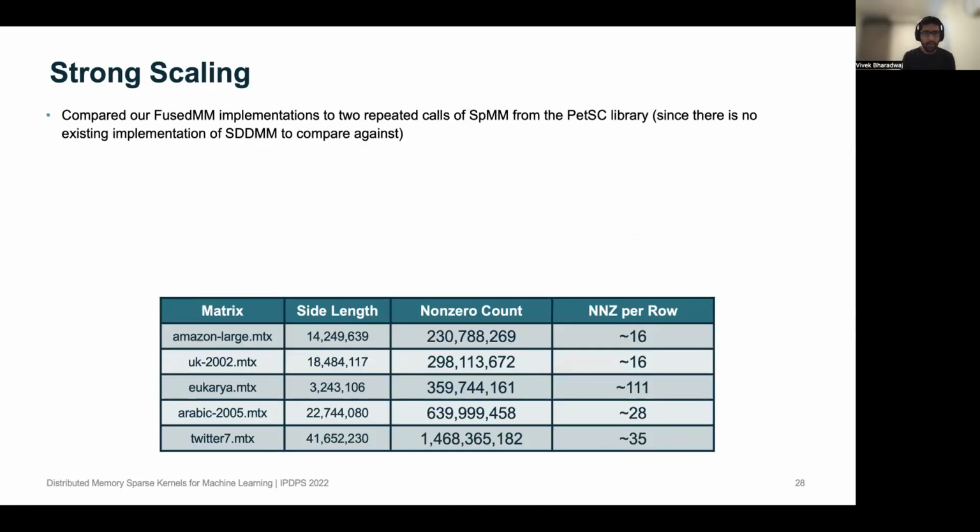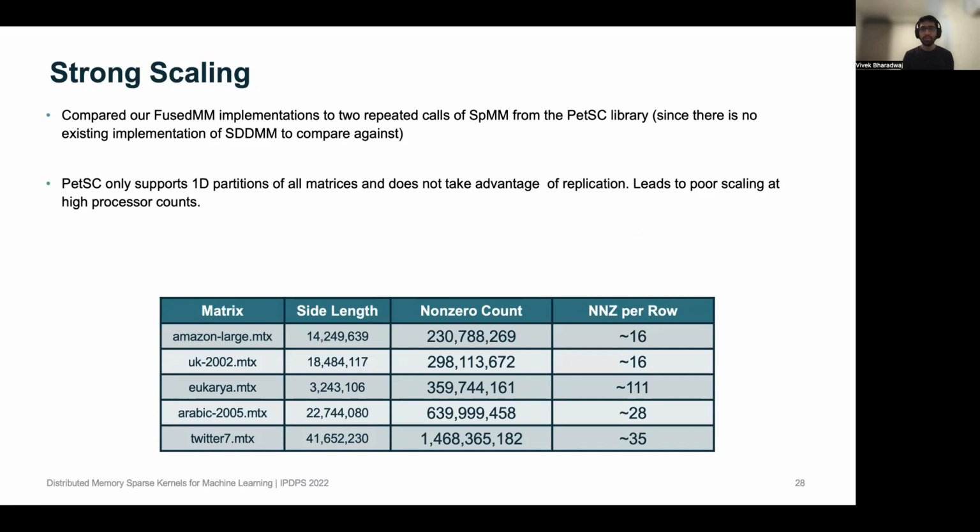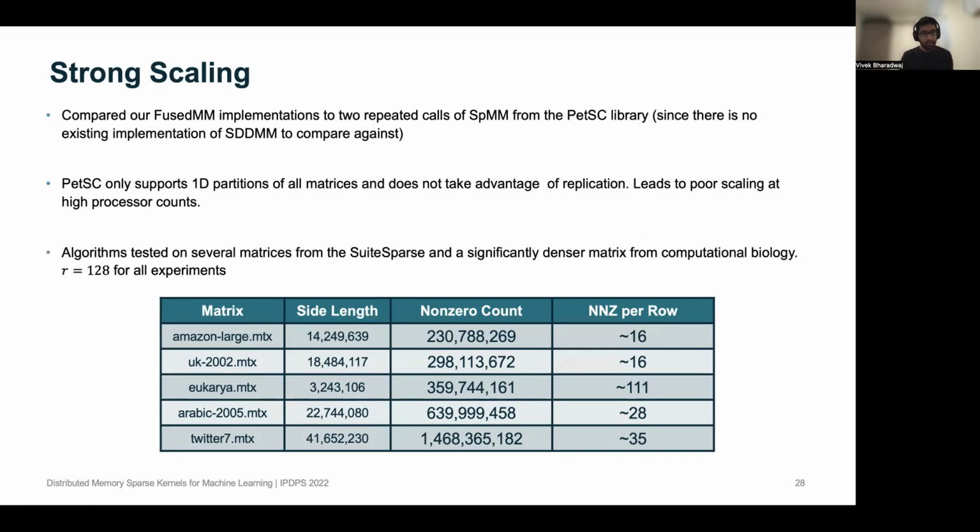To test strong scaling, we compare our FusedMM implementations against 2 repeated calls of SpMM from the PETSc library. There's no good existing distributed implementation of SDDMM to compare against. Now, PETSc only supports 1D partitions of all matrices and does not take advantage of replication. So this is going to lead to poor scaling when you have a high number of processors. So we tested on several matrices from SuiteSparse and one significantly denser matrix from computational biology. That's that eukarya matrix here in the middle of the table with 111 non-zeros per row. R equals 128 for all experiments.